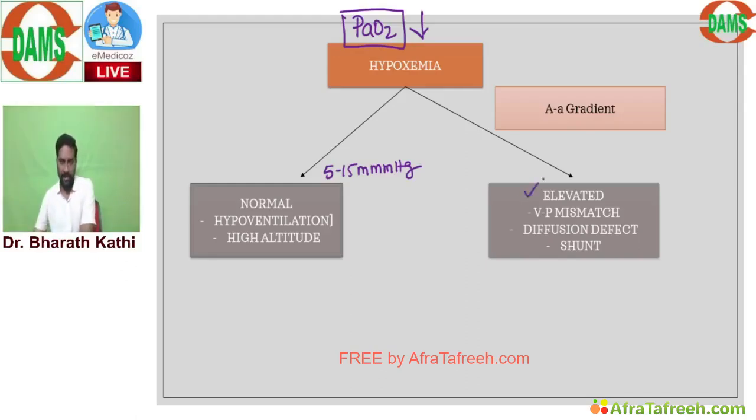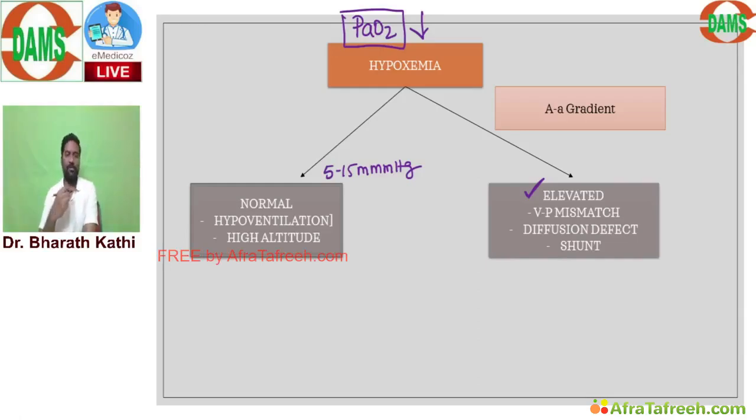For an elevated AA gradient, the reasons can be ventilation perfusion mismatch, a diffusion defect, or shunt. Ventilation perfusion mismatch can happen in pulmonary embolism, and in COPD, emphysema. Diffusion defect can happen in interstitial lung diseases. Shunt can happen in severe pneumonia, ARDS.